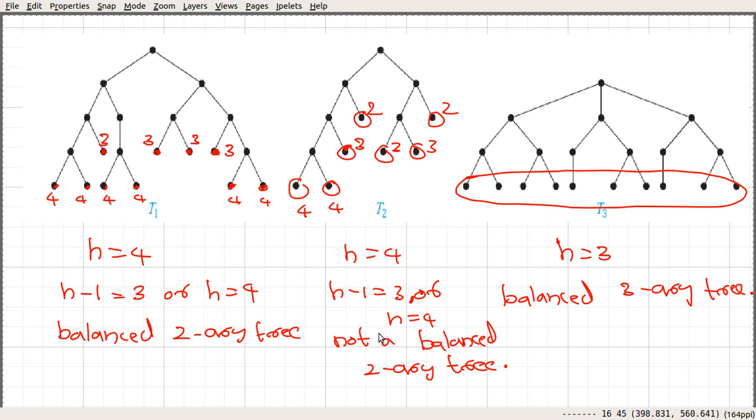Okay, so that's the definition of m-ary trees and its variants. And in the next video, we will look at some properties of m-ary trees.